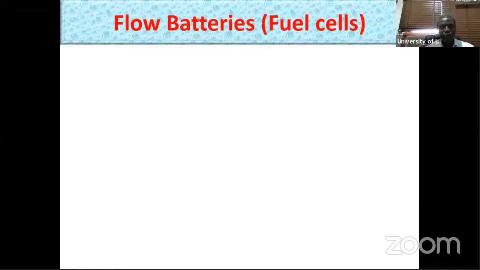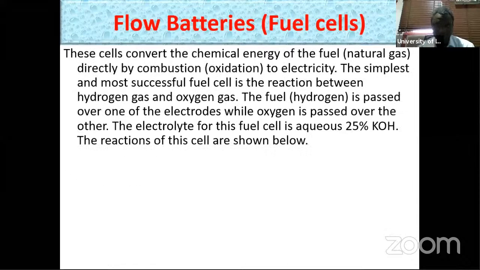Now, the last one is the flow battery. That is what we call fuel cells. So I've told you, fuel cells convert chemical energy to electrical energy, and it's only when you bring fuel that you have electricity. In most cases, you have hydrogen gas and oxygen gas. So the fuel here is hydrogen, and it's passed over one electrode, while oxygen is passed over the other.